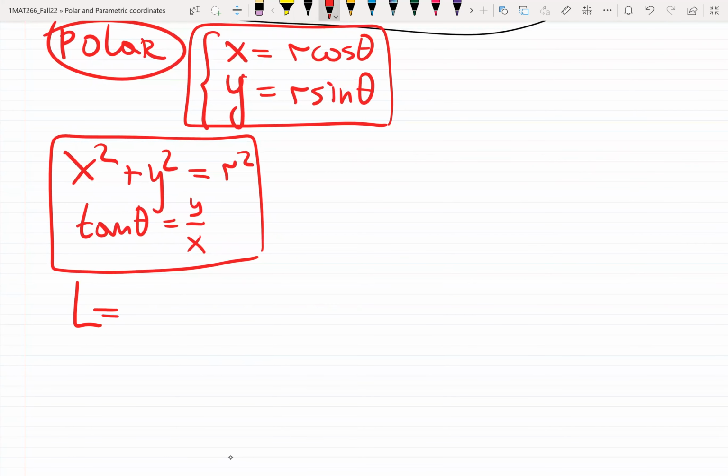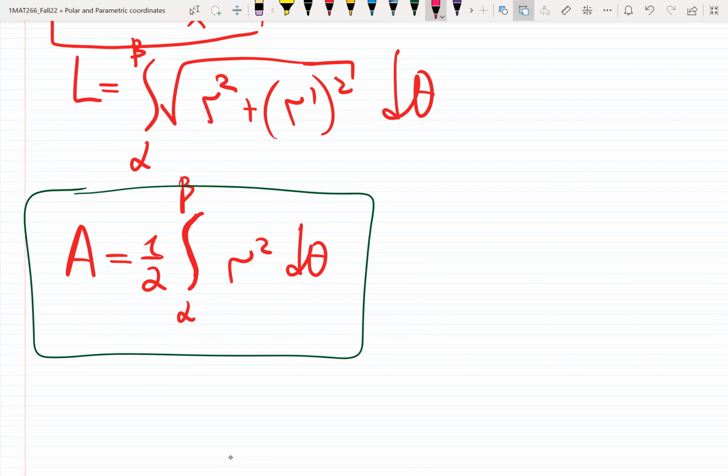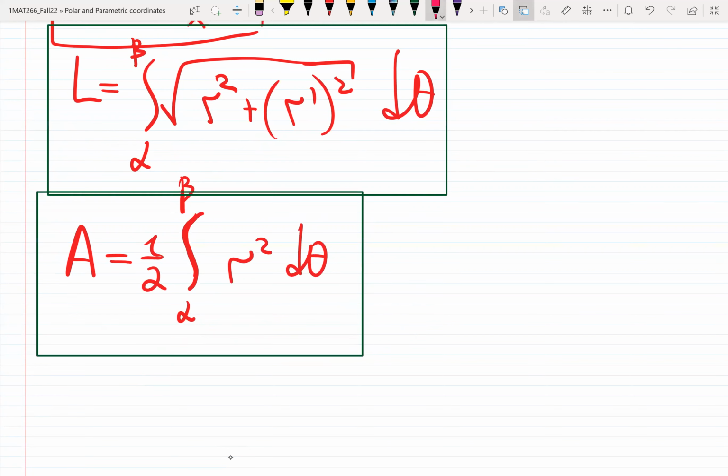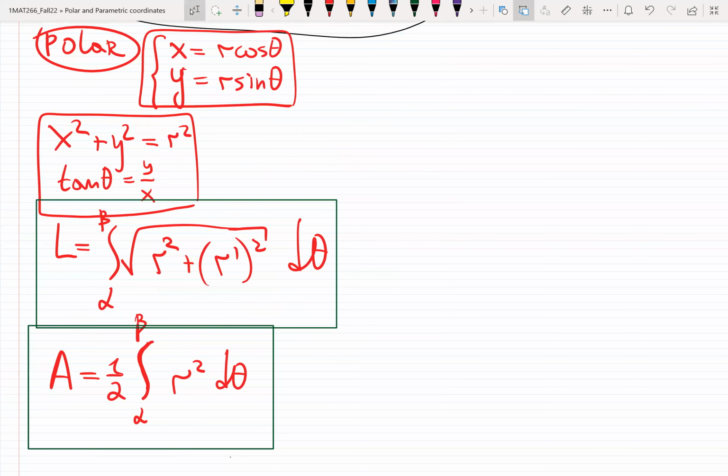So arc length now is from alpha to beta of square root of the original function squared. And the area has 1/2 in front of it because of the sector formula from alpha to beta. So because it's d theta, theta is from alpha to beta, r squared d theta. See, I remember. Even like it's 8 p.m., I remember. That's good. Nice. And that's what you need to know for the formula cases. And the examples.